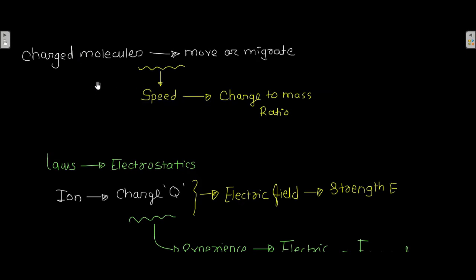Now, under the electric field, the charged molecules will migrate with a particular speed, and that speed of the charged molecules depends upon their charge to mass ratio. So the speed with which the charged molecules migrate under the influence of electricity depends upon the charge to mass ratio of these charged molecules.